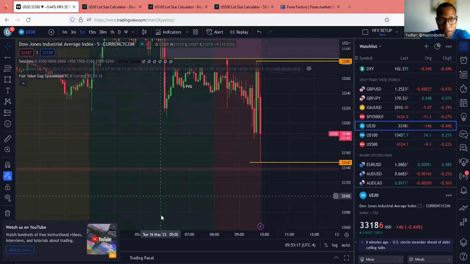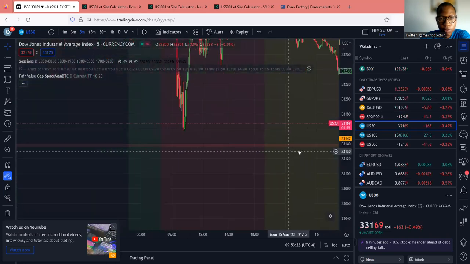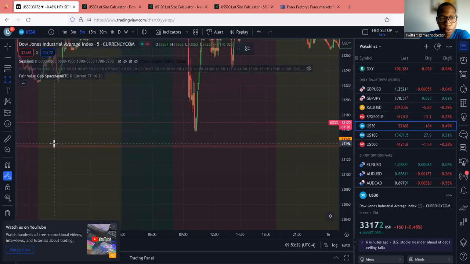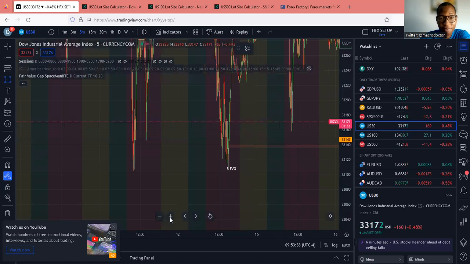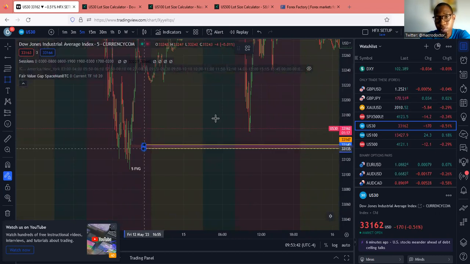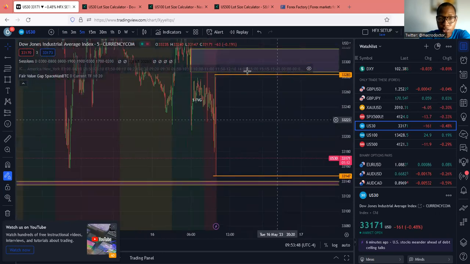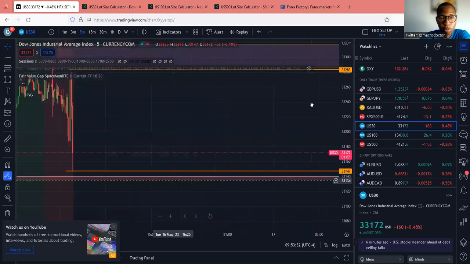Looks like there is a fair value gap in here somewhere. It's far away, but there's an FVG just below where we're looking at. So we're going to mark it up. In case it sweeps the higher one instead, we'll just use that as a potential target.